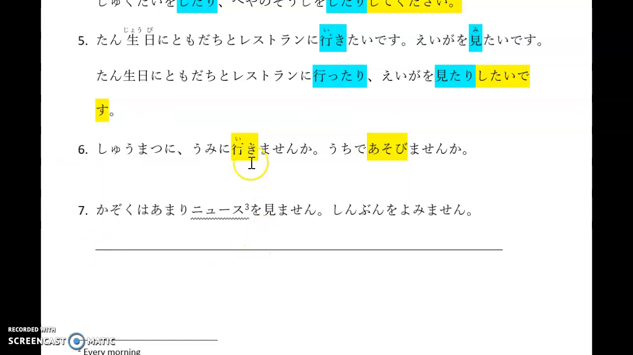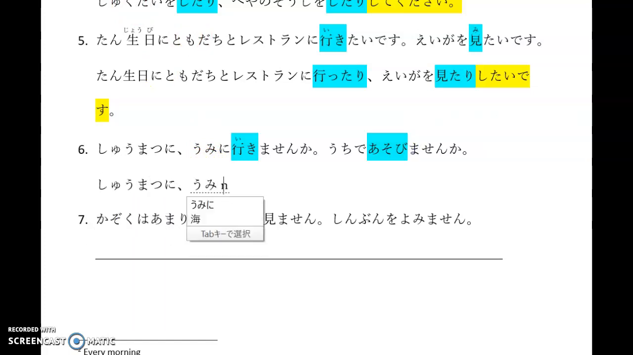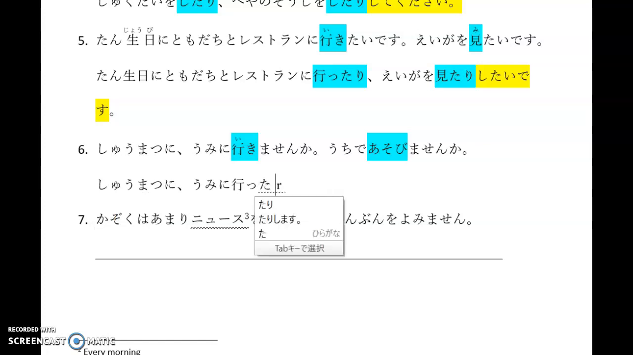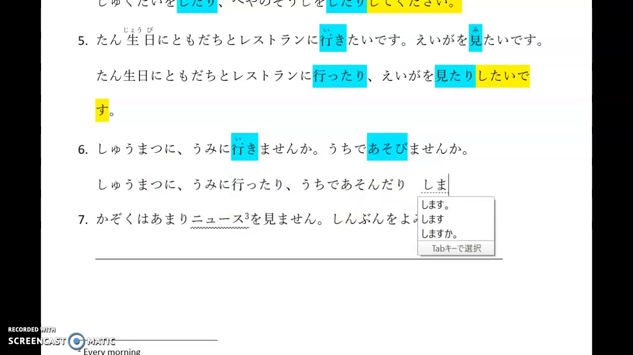Oh, sorry, they should be blue, these two. Ikimasu and asobimasu. I'll change the color to blue. Now, ikimasu in the te form is, that's right, umi ni itte, and replace the te with tari. And then second sentence, うちで遊びます。遊びます in the te form is 遊んで and then it becomes 遊んだり. Okay? And then we know there's going to be some form of shimasu at the end. I'll just put it there temporarily.